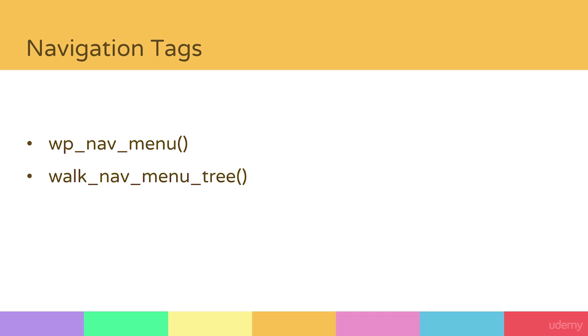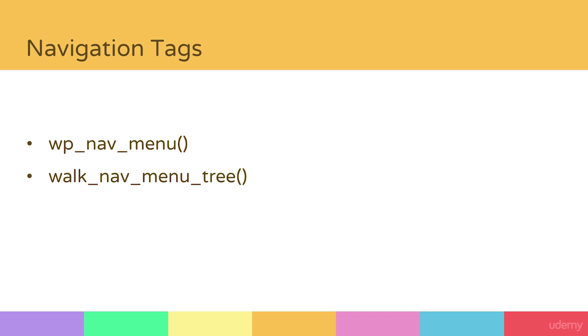Now, there is also listed under navigation tags in the codex, or in the documentation, walk nav menu tree. This is not actually a function that you will need to use. It's used internally within WordPress. It's just listed there in the documentation. So again, by digging through source code, you can figure that out. And I'm just going to tell you that now. The name walk also has some significance that we'll look at a little bit later.